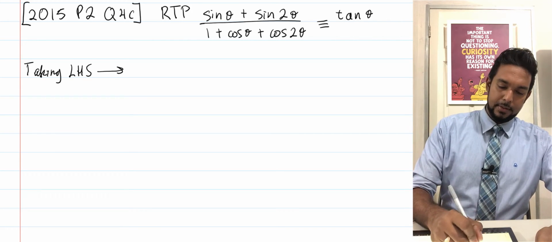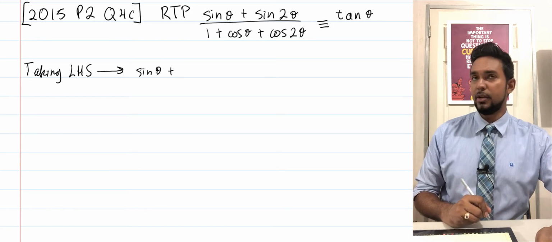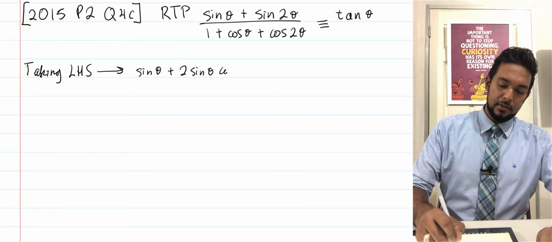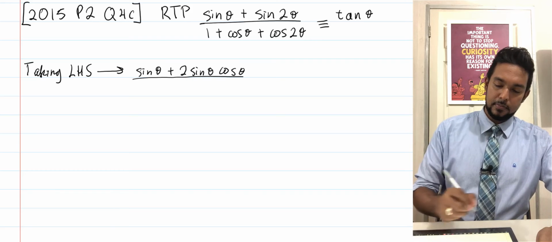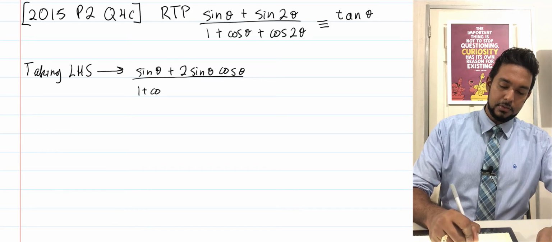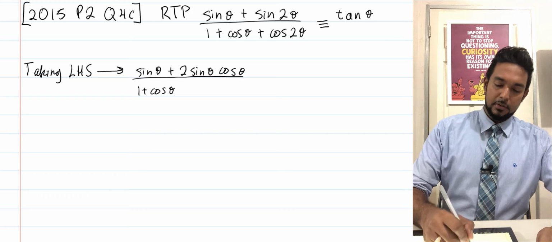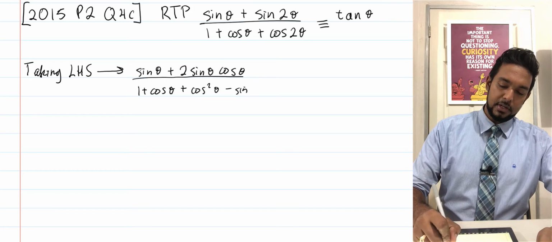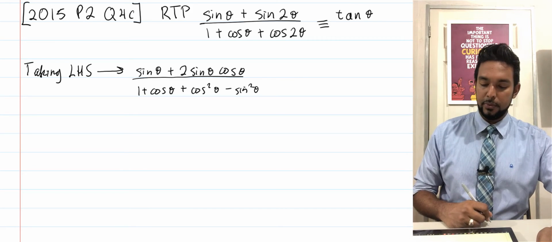Okay, so in the numerator, we should probably expand sine 2 theta. Anybody remember the expansion? That'll give us 2 sine theta cos theta. In the denominator, we have 1 plus cos theta. Now cos 2 theta could expand, if you want to start with just cos squared theta minus sine squared theta, might give us some scope to work with.